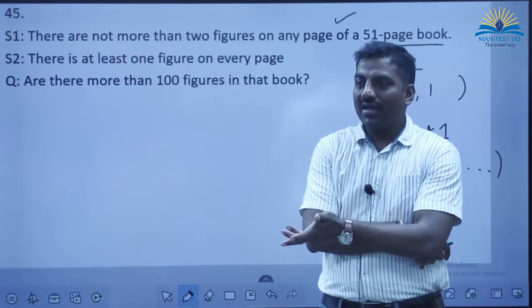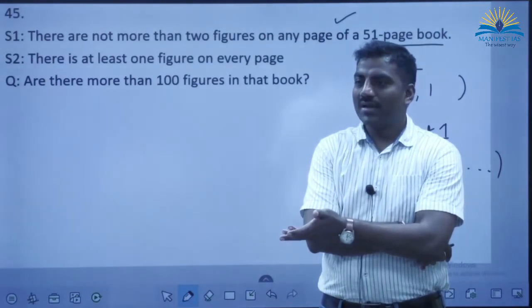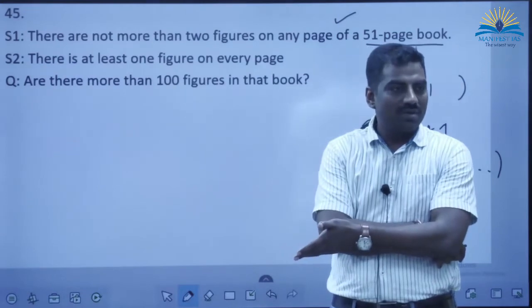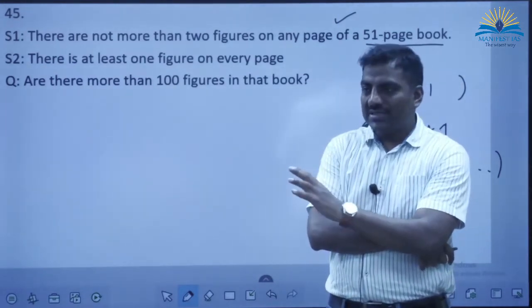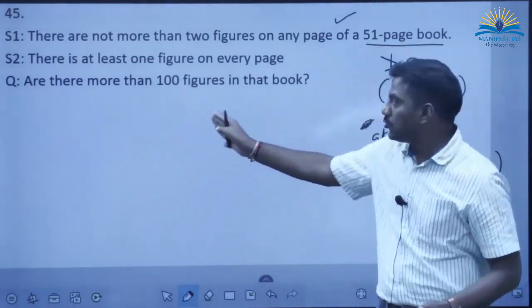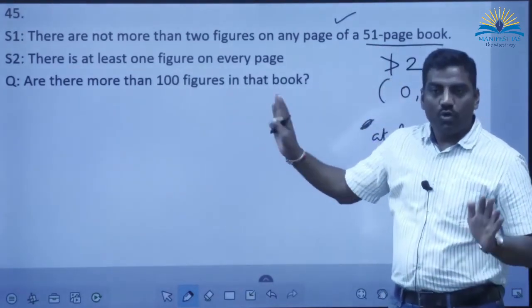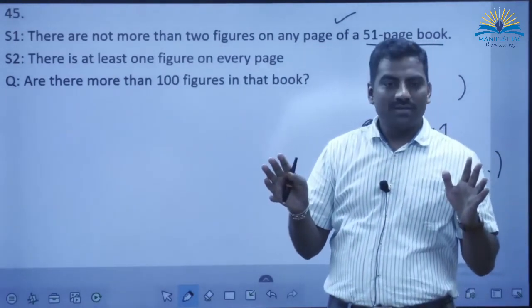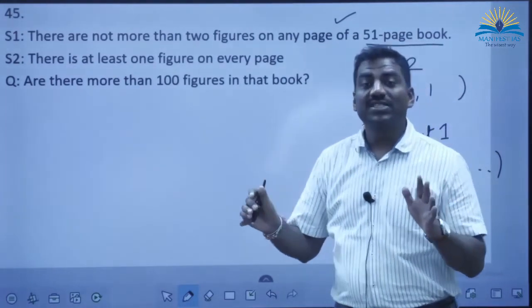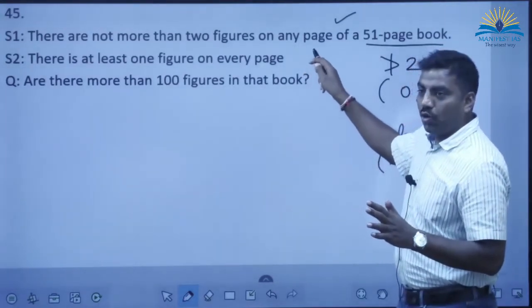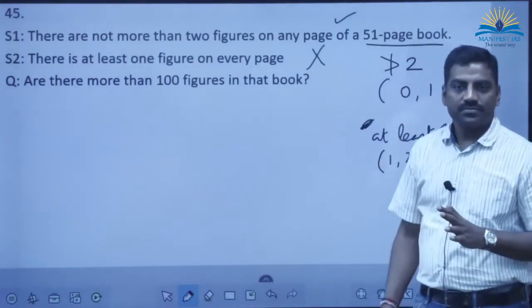You can't say. There can be 51 also. That is less than 100, right? The minimum number of figures is 51. Maximum I don't know. But the question is: are there more than 100? Can you say for sure? So we can't say. That is why with this statement alone, we cannot answer.